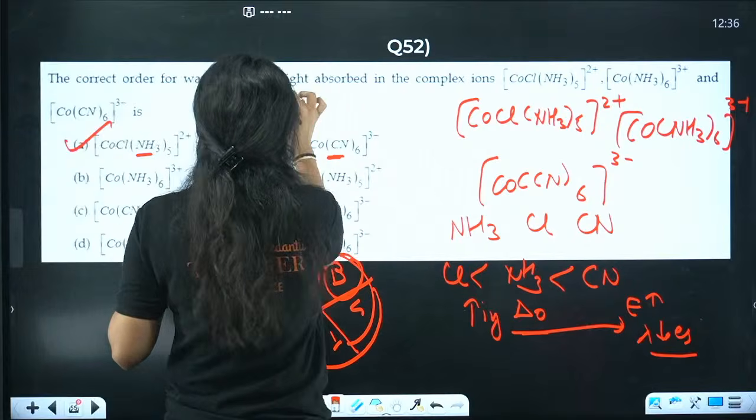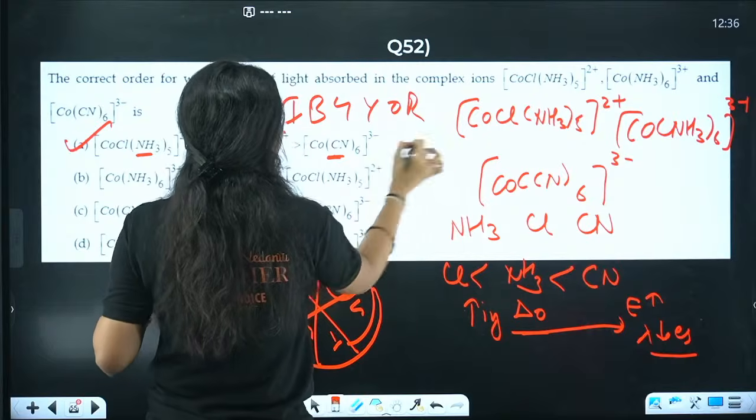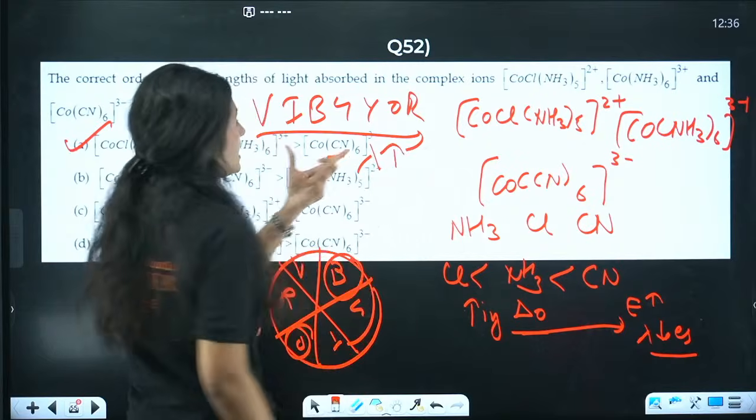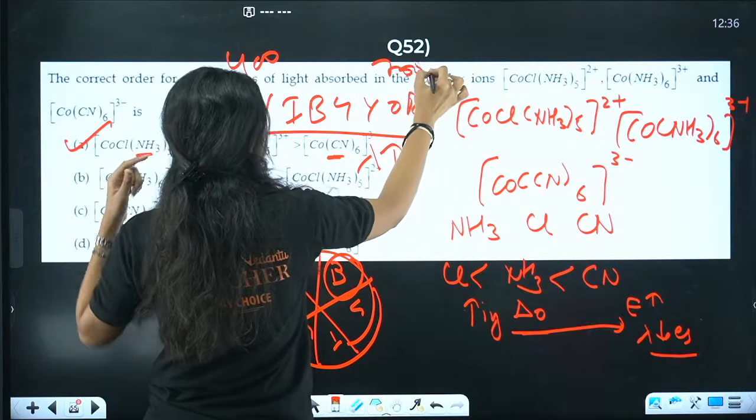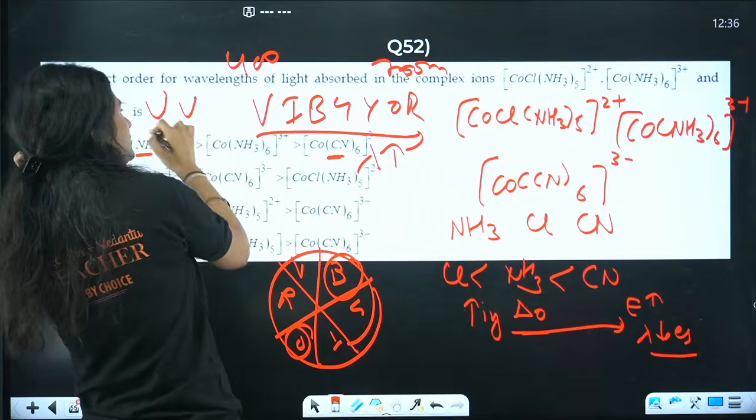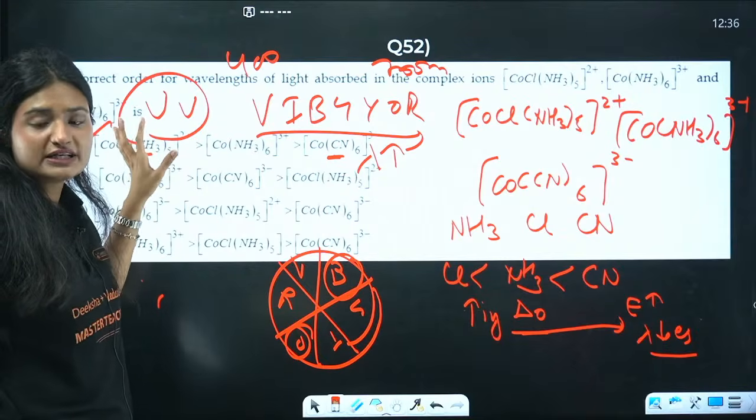One more thing you might need: when you go from VIBGYOR, here to here, wavelength is increasing. It is around 400 and this is around 700 nanometer. Below that you have UV light. UV light is non-visible. It is not visible at all.